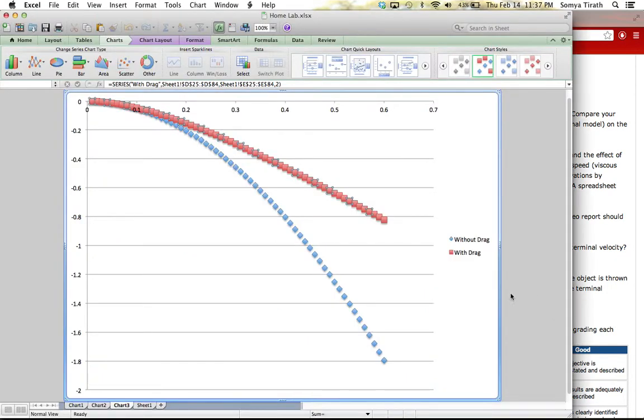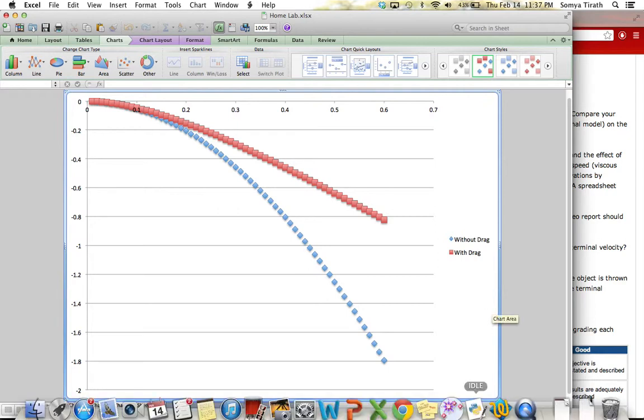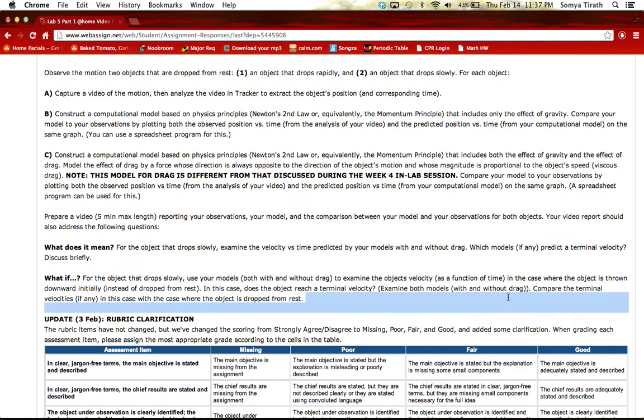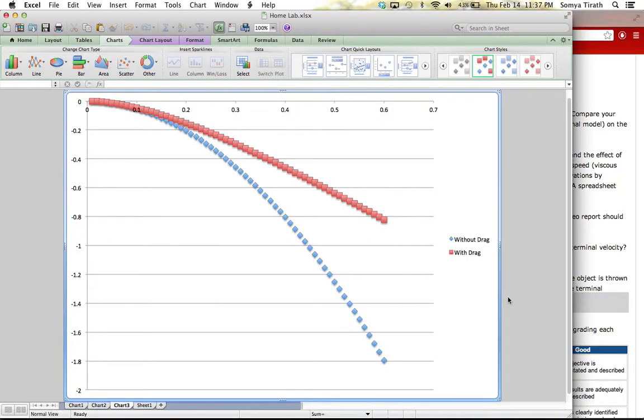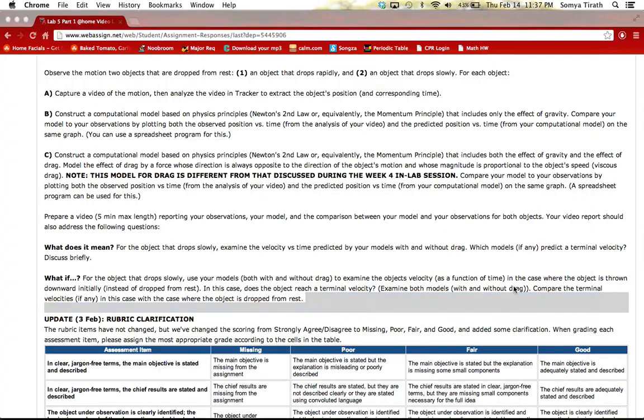If the object was thrown downward initially, then the object's acceleration would be higher, or velocity would be higher, which means that drag would have less effect because drag would be equal to the proportionality constant times the velocity.